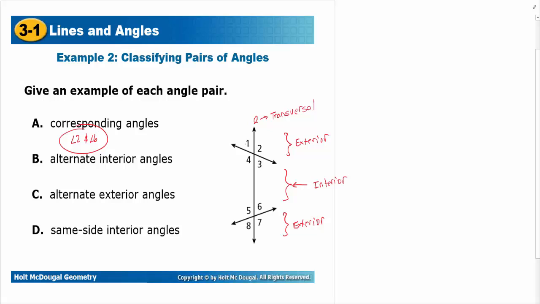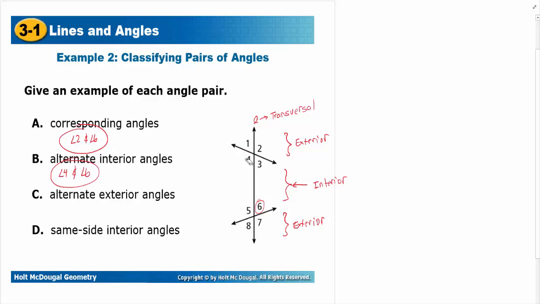Alright, next, alternate interior. I'll just go pick any interior angle. I'll pick 4. Now, because it's alternate, it has to be on the other side of the transversal. It can't be next to it, or that'd be a linear pair. So that puts me here at 6. So it'd be angle 4 and angle 6.